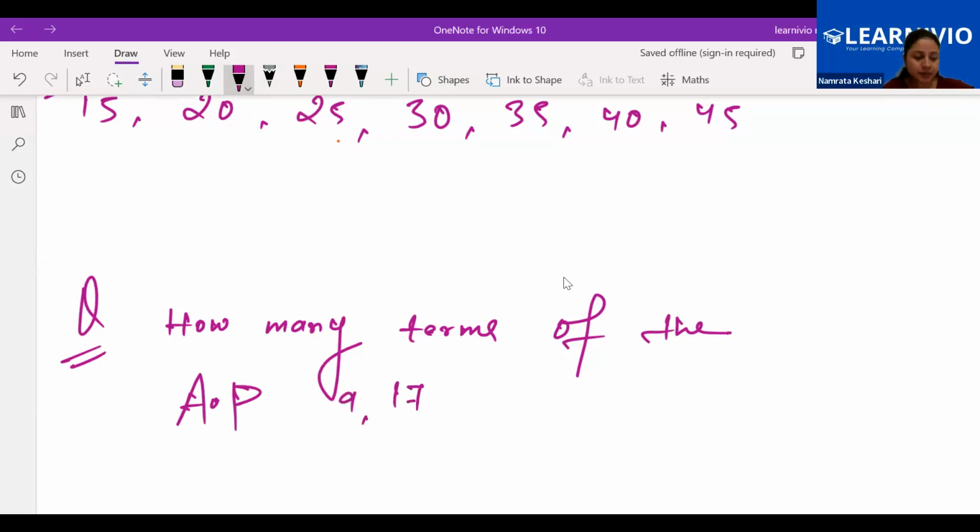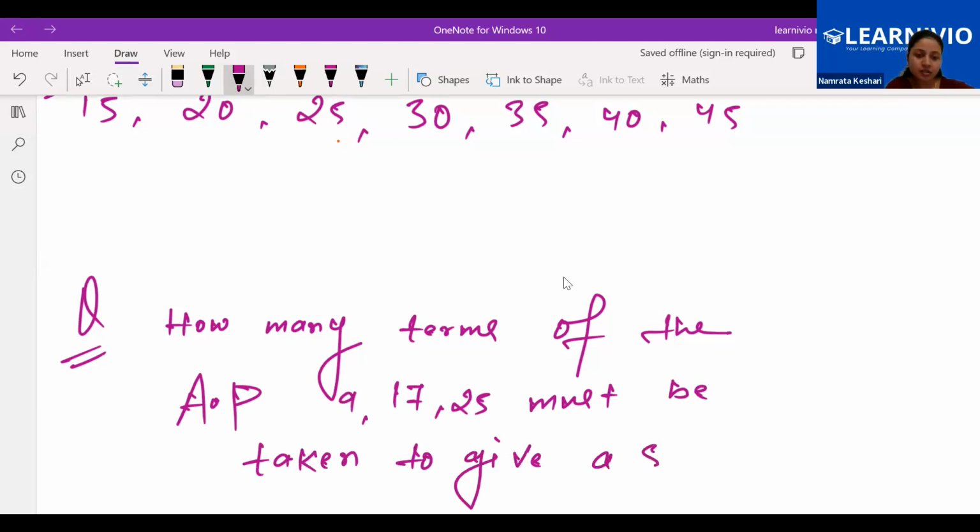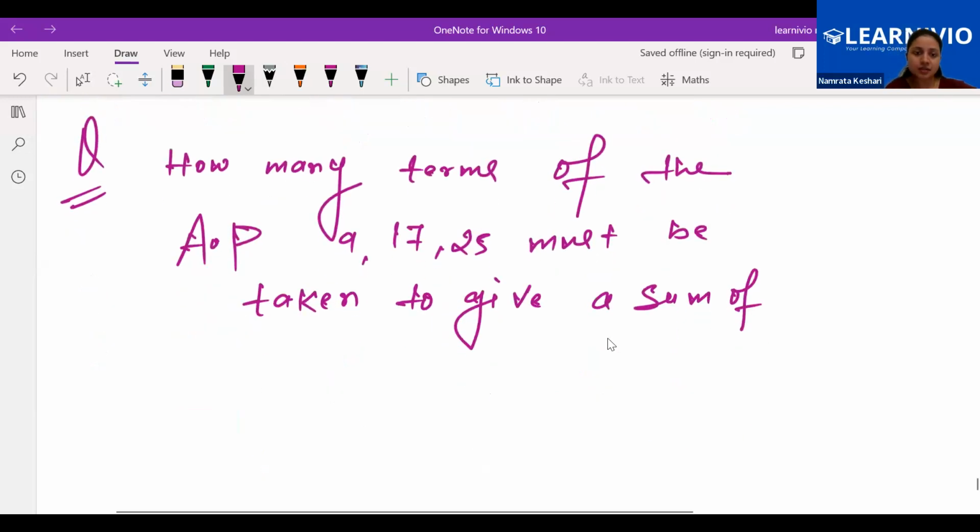9, 17, 25 must be taken to give a sum of 636. Please do it. Yes, everyone, please do it quickly. Take 2 minutes and do it. It is a directly formula based question.